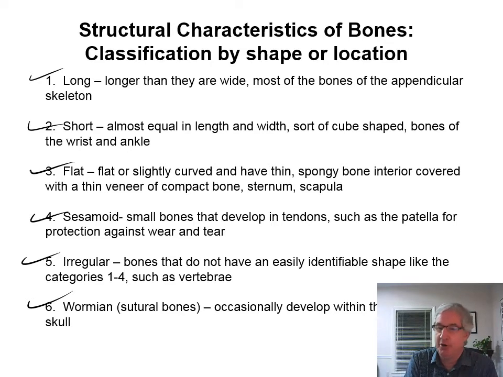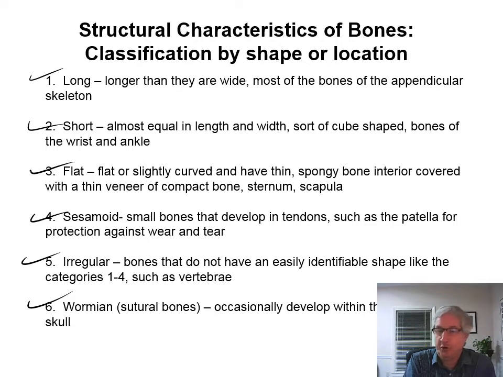Sesamoid bones are small bones that develop in tendons, such as the patella, your kneecap. It provides protection against wear and tear, so it gives anterior protection to the knee joint. Irregular bones are bones that don't fit into the other categories. They don't have an easily definable shape, like the vertebrae.